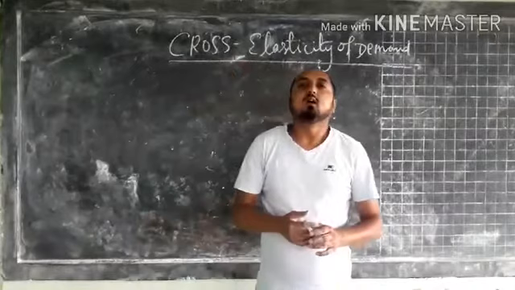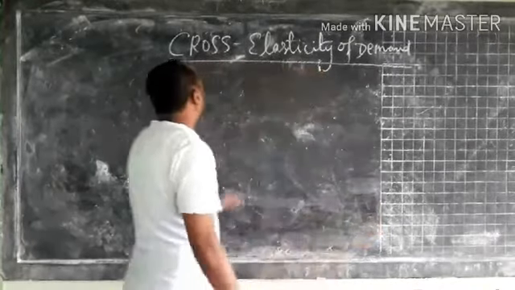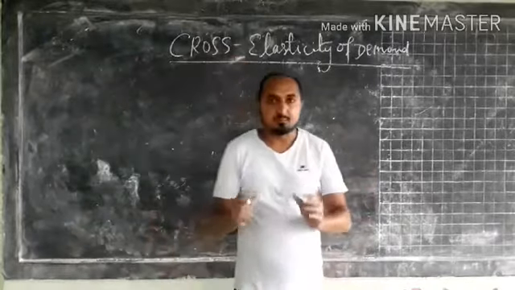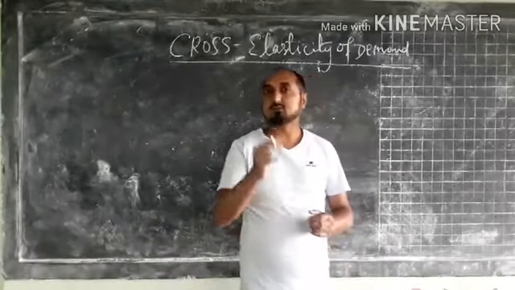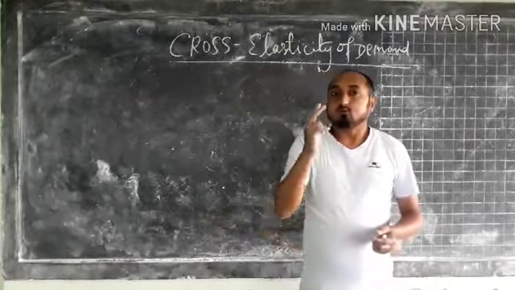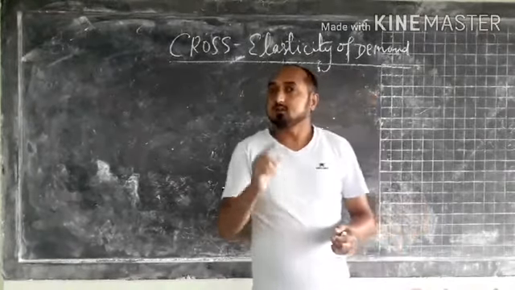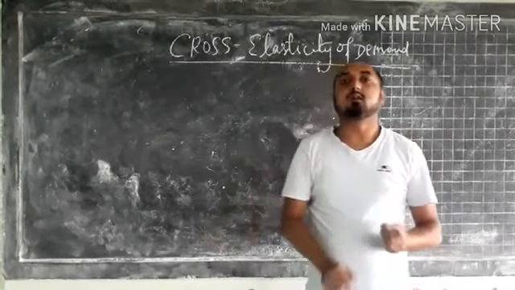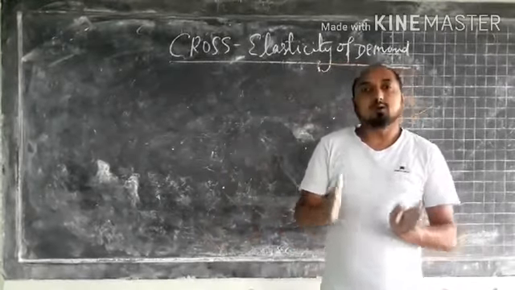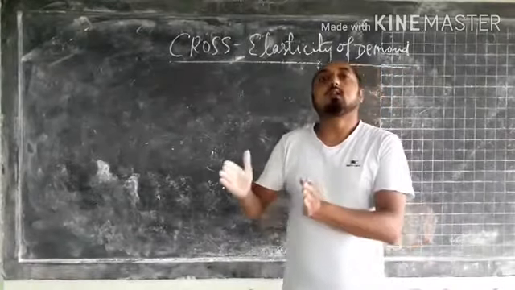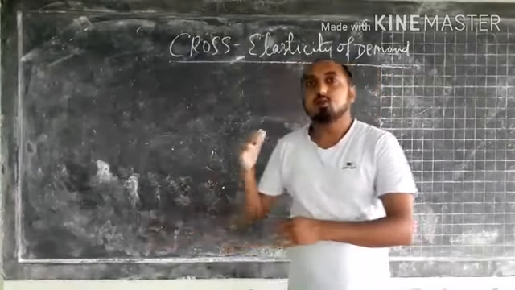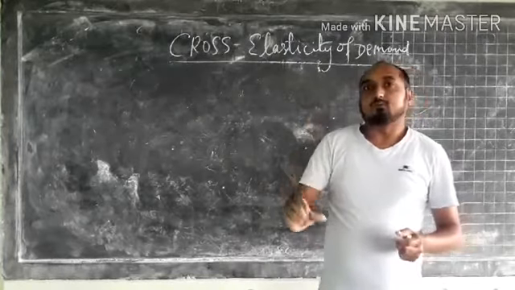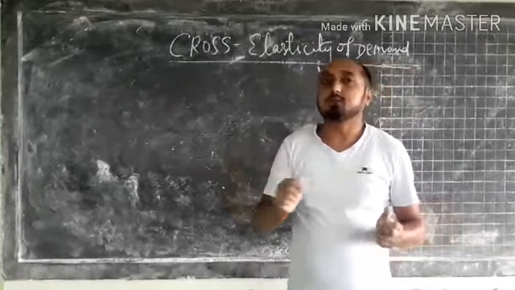So today I am going to start cross elasticity of demand. Now before going to this topic, in chapter number 2 we have done that the quantity demanded of a commodity is not affected only by the price of its own commodity but also by the price of some other related commodity. So quantity demanded can be influenced by the price of its substitute or complement goods.